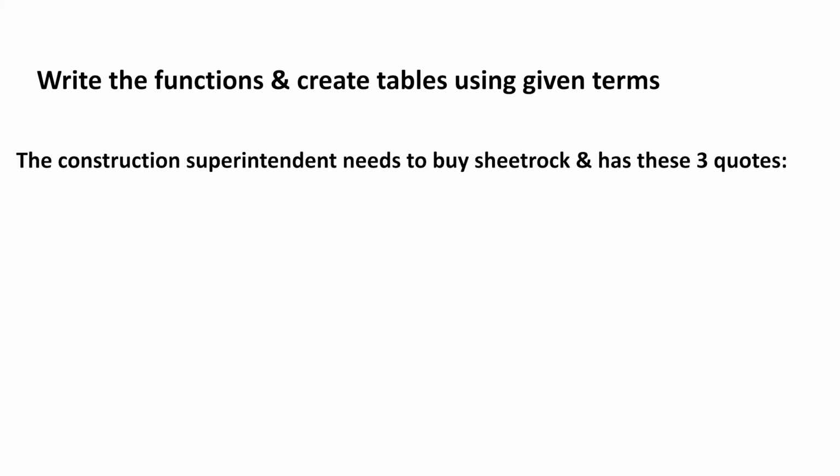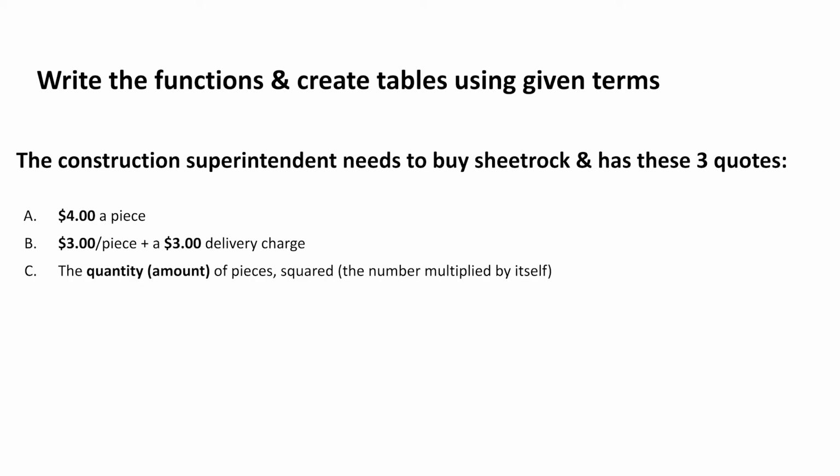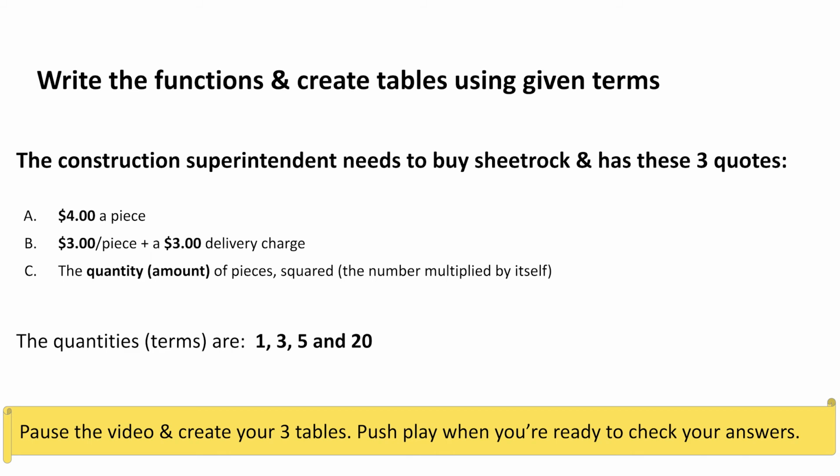The construction superintendent needs to buy sheetrock and has these 3 quotes. A, $4 a piece. B, $3 a piece and a $3 delivery charge. C, the quantity of the pieces squared. The quantities are 1, 3, 5, and 20. Now, pause the video and create your 3 tables. Push play when you're ready to check your answers.